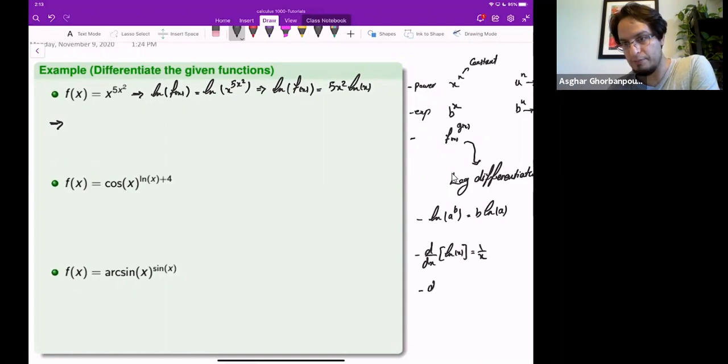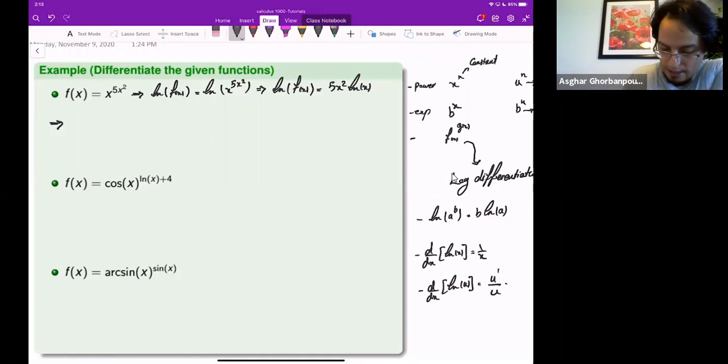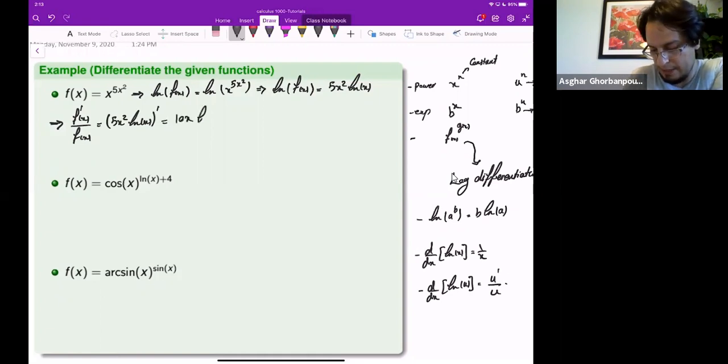But when it comes to the derivative of ln of a function, it will give me u prime over u. And this will give me f prime x over f x equals the derivative of the right-hand side, 5x squared ln of x prime. And then this is product rule: derivative of the first one times the second one plus the first one itself times the derivative of ln x, which is 1 over x.